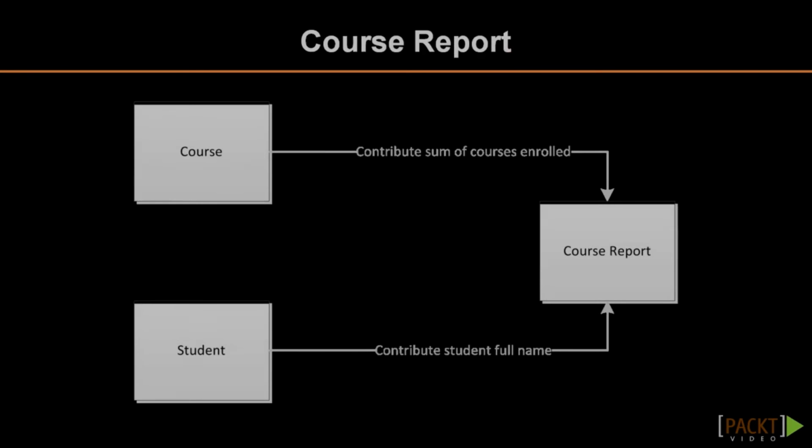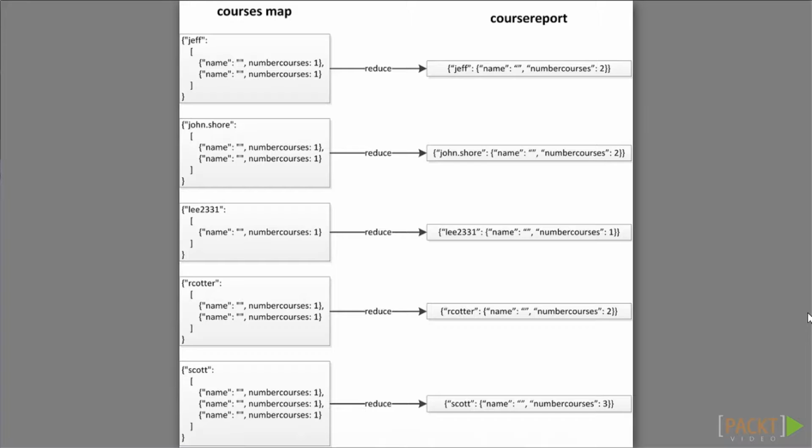We remember that for our course report, we need to gather data from two collections, course and student. From the course collection, we get the sum of courses for a given student. From the student collection, we get the student's first and last name. Recall that the map output for courses is an array associated with a key value.